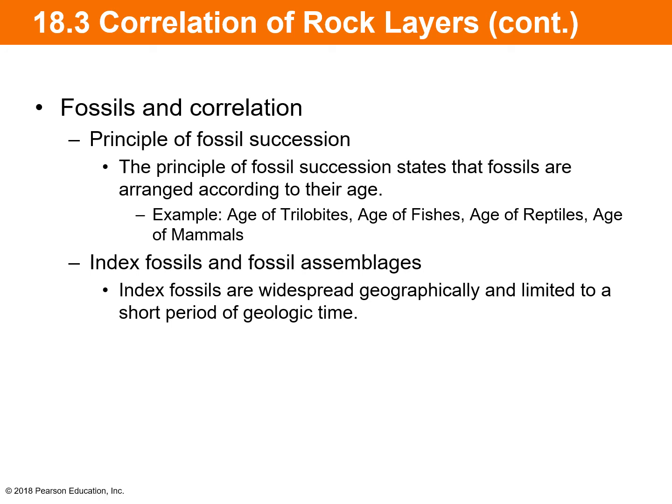So let's talk about how fossils can help us to correlate rock layers from different locations. So first off, the principle of fossil succession states that fossils are arranged according to their age. For example, trilobites existed on Earth before fish ever did, and fish existed on Earth before reptiles ever did, and reptiles existed on Earth before mammals ever did. So if you find a mammal fossil and you find a trilobite fossil, you can rest assured that the mammal fossil is younger than the trilobite fossil.